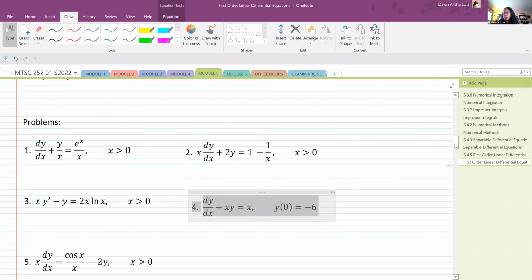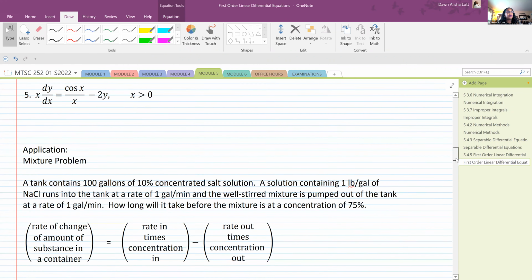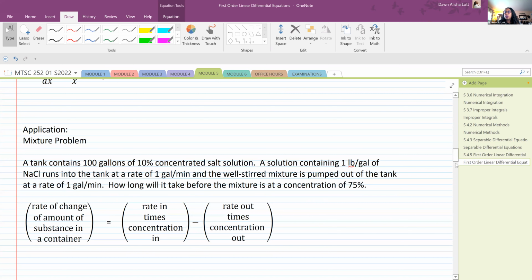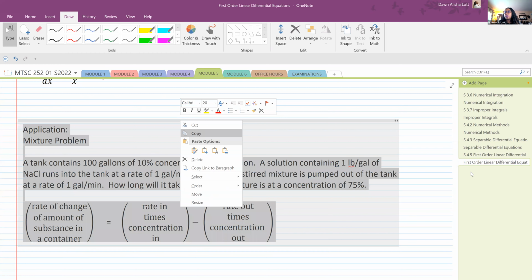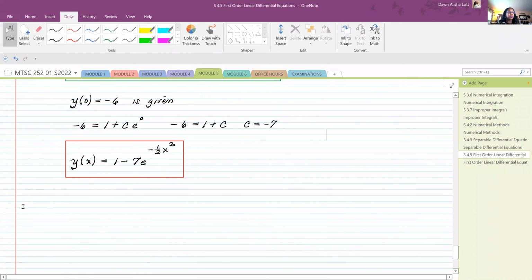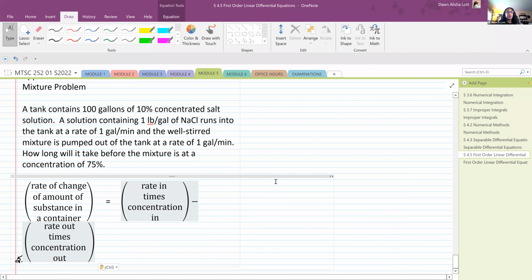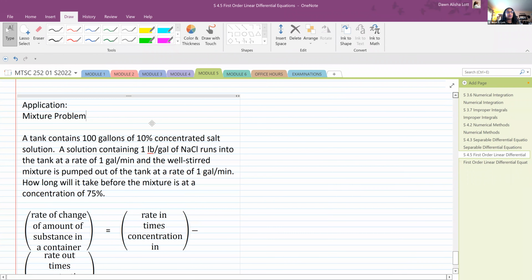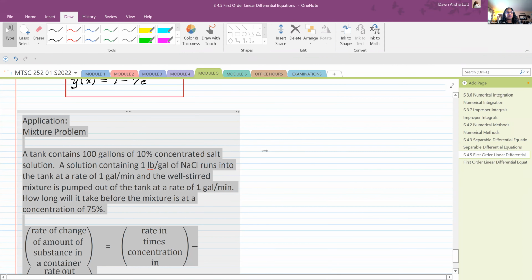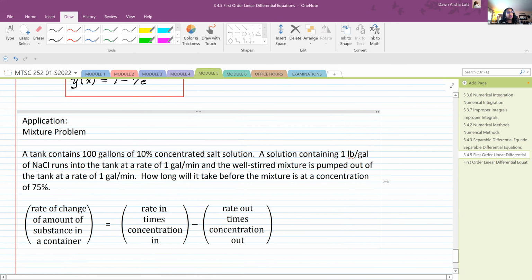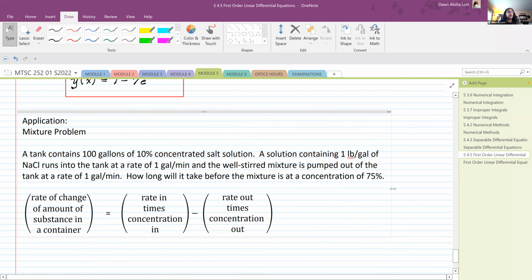All right, so we're going to do an application of our first order linear differential equations. Some of these can actually be rather difficult. I have chosen to do a fairly reasonable one that's not too difficult. Okay, so I want to do a mixture problem. Okay, so here's the problem.